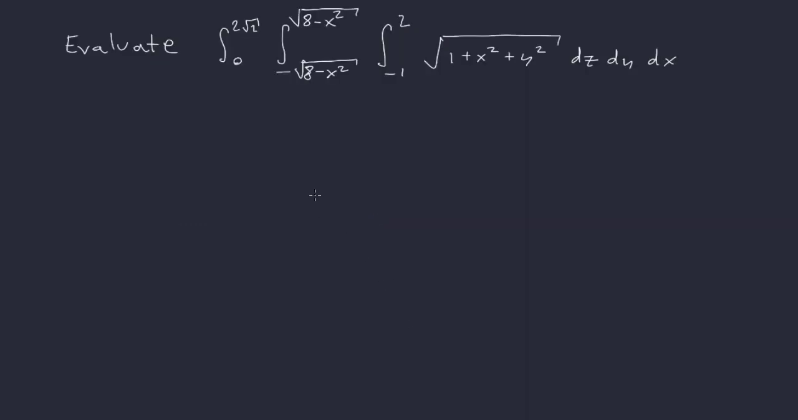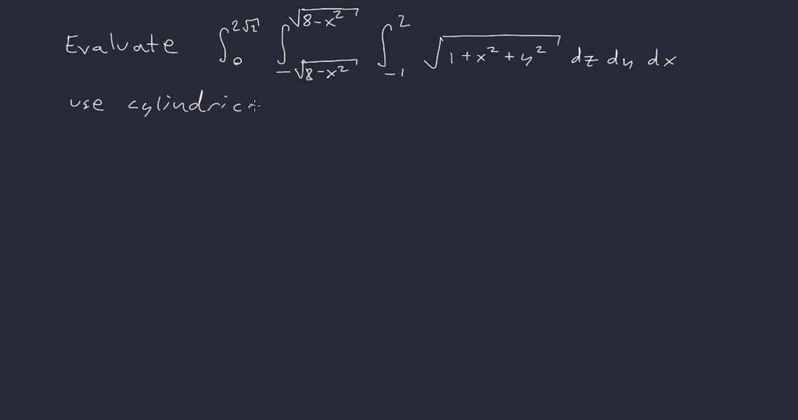All right, I think that's enough of just looking at cylindrical solids. Let's actually look at some examples. So let's evaluate this triple integral. Say the integral from 0 to 2 root 2, negative square root 8 minus x squared to positive square root 8 minus x squared, integral from negative 1 to 2, the square root of 1 plus x squared plus y squared, dz, dy, dx. Now, I want to use cylindrical coordinates here.